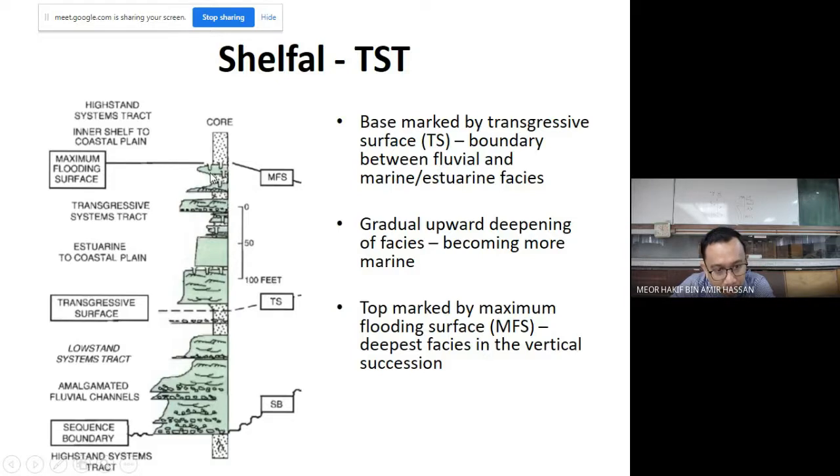And the top of your TST ni, it's going to be marked by a maximum flooding surface, the MFS. It's going to be here at the MFS, you're going to have the deepest facies in the vertical succession. After that, of course, the HST, yeah. So it goes back to shallowing upwards at the top.